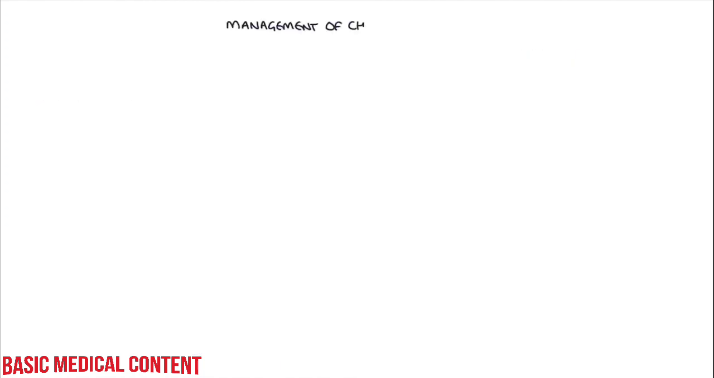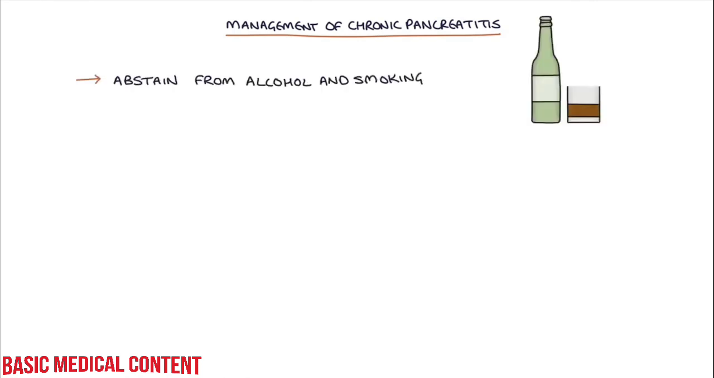So what's the management of chronic pancreatitis? First of all, the patient needs to abstain from alcohol and smoking, which is really important in managing the symptoms and the complications. Analgesia can be used to manage pain, although it can be severe and very difficult to manage.